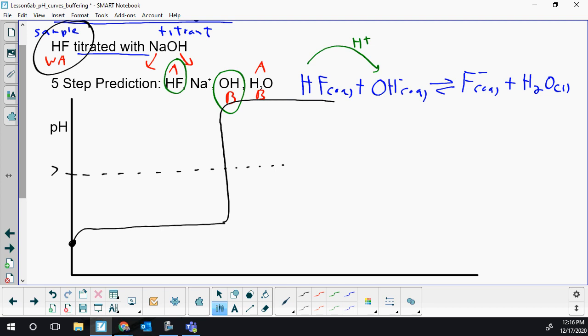Now we don't see the second difference yet, but if I label the equivalence point, it's been shifted now. The equivalence point always shifts towards the strong species, or the pH of the strong species. The strong species, in this case, is a base. Our HF is weak. Our hydroxide is strong. So it's going to shift towards a basic pH. So that's why I've shifted it higher.